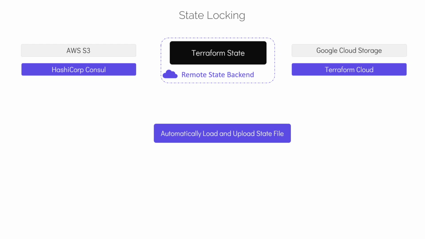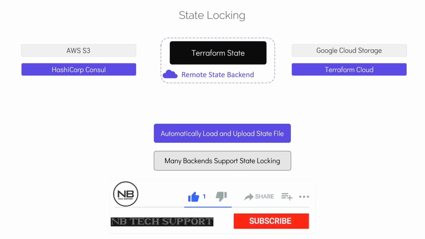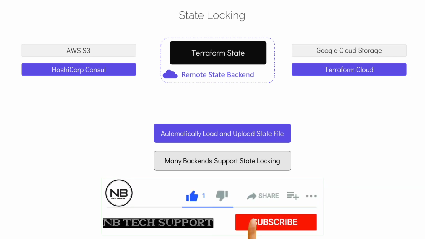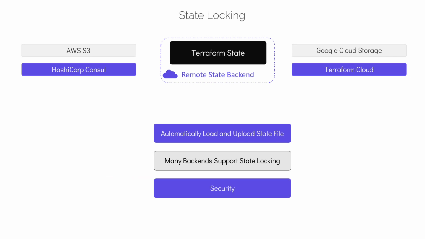Most importantly, many of these remote backend options, such as AWS S3, allow for state locking. This ensures that the integrity of the state file is maintained. Finally, the remote backends provide different ways to secure the storage, such as encryption at rest and in transit, to make sure that all the sensitive information stored inside is secured. In the next lecture, we will see how to configure remote backends using AWS S3.